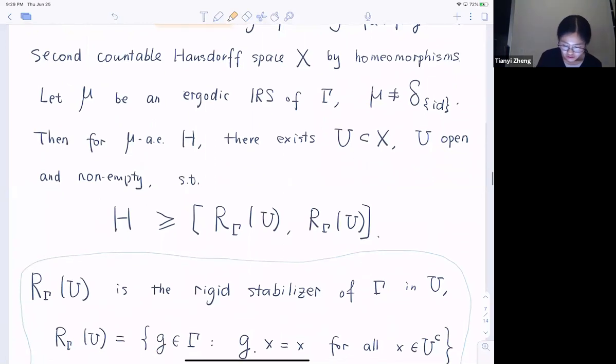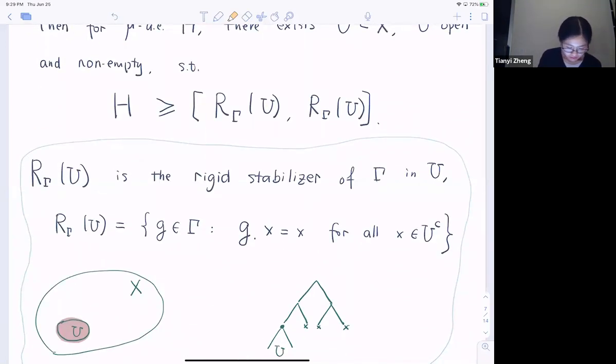Here, the rigid stabilizer is defined as follows. More often it's written as a rigid stabilizer of the group and the set, but I only wrote an R here.